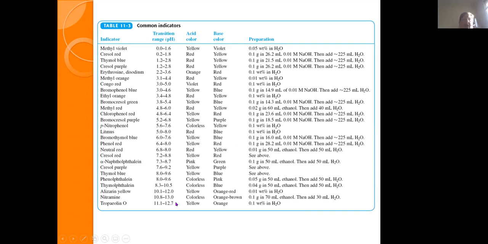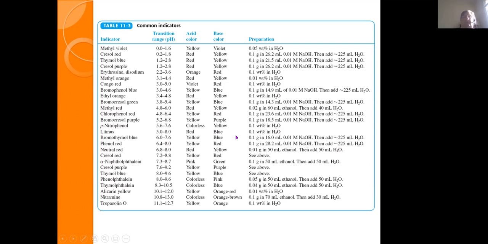A huge list here of various indicators that are commonly available. You have their transition pH range. Again, you want to match this up with the pH at which your equivalence point is. You have your acid and base color, and then how to prepare the indicator itself. When you're looking for an indicator for a particular titration, you need to match the pH range first, but then I would look at the color change and see which one's easiest to see.